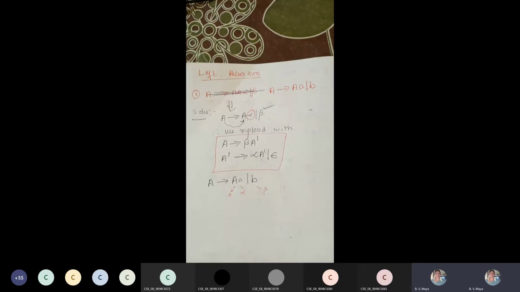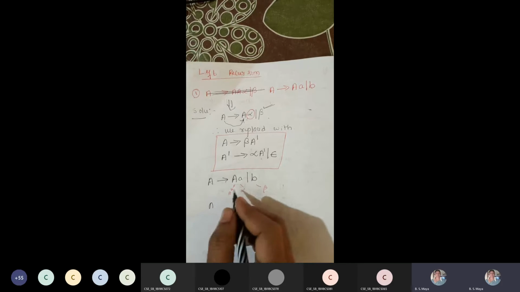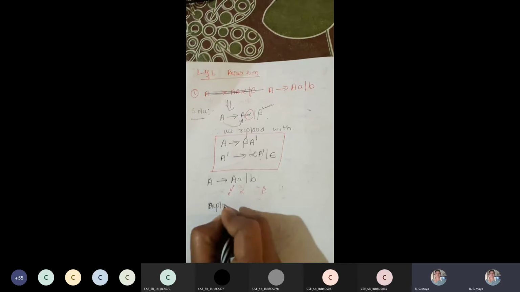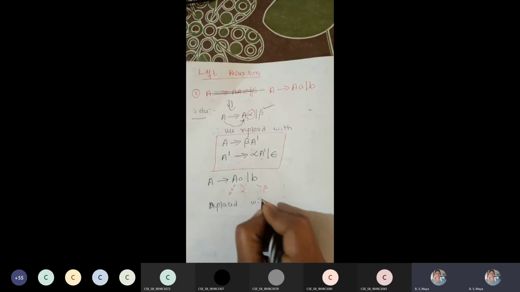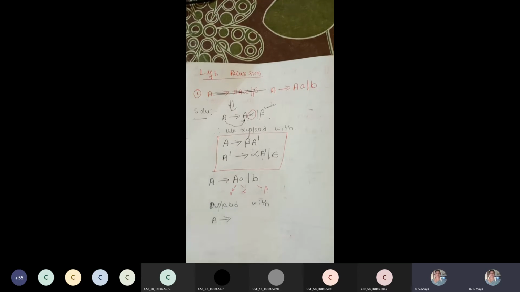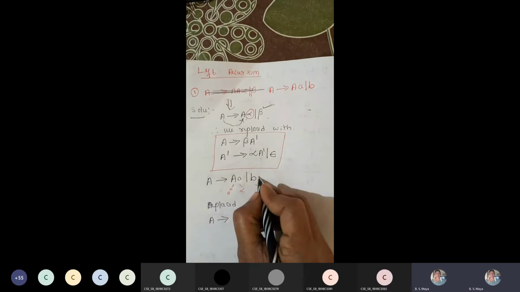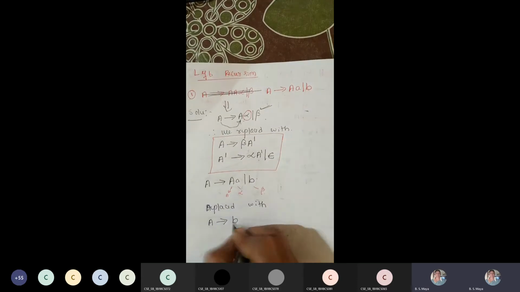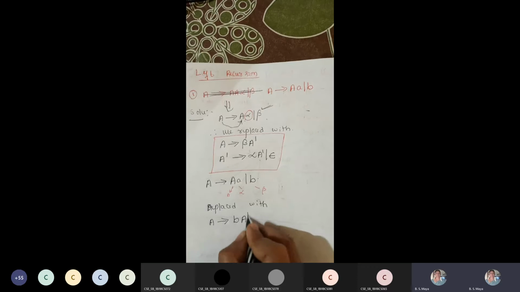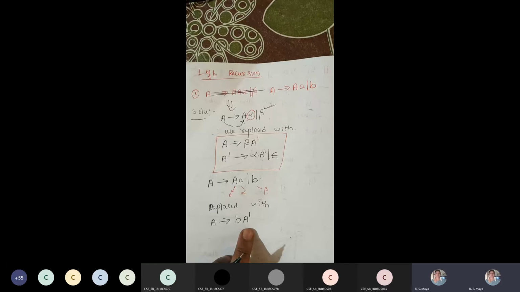Okay. Now how to write? It is replaced with this. The grammar that has left recursion is replaced with: you have to write the statement, replaced with A derives. What is beta now? Beta is B. B into a new non-terminal A dash. You can take any new non-terminal except this A. You can choose B, you can choose C, anything you can take.